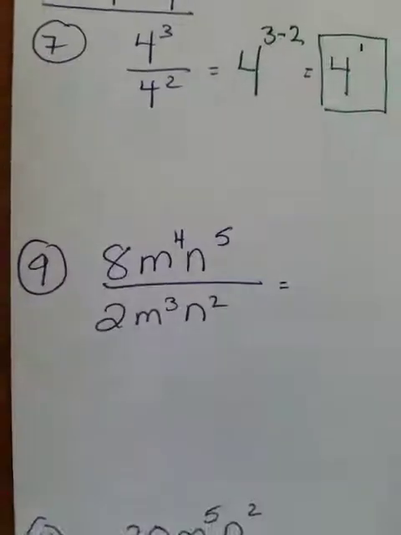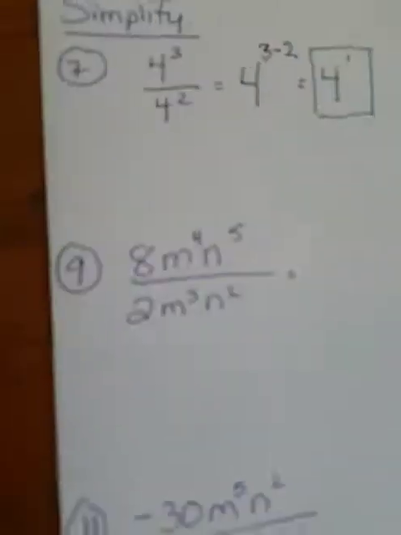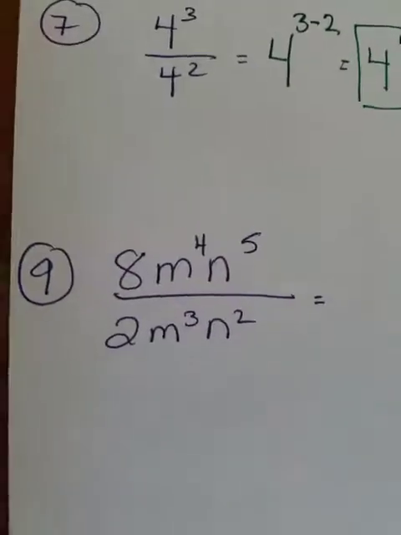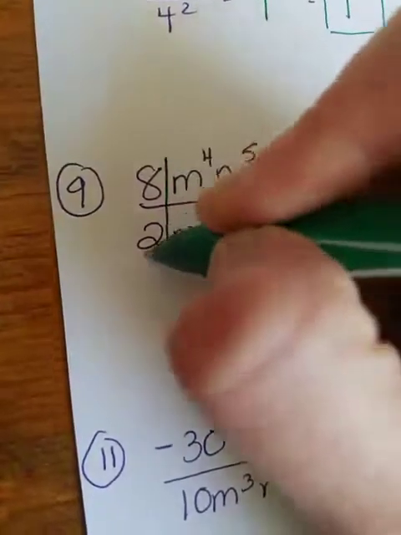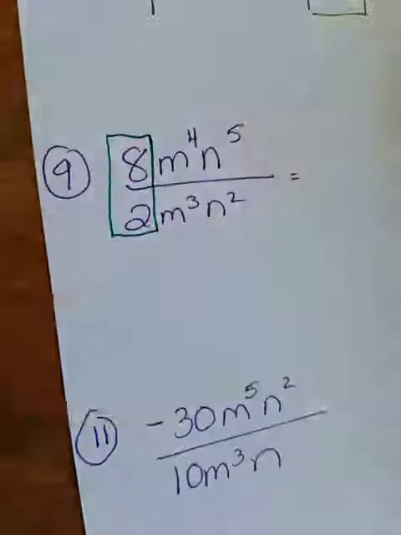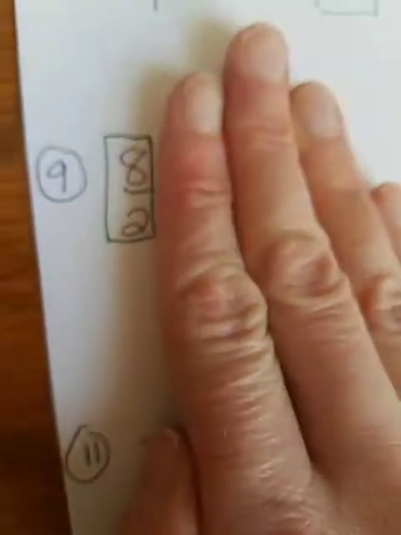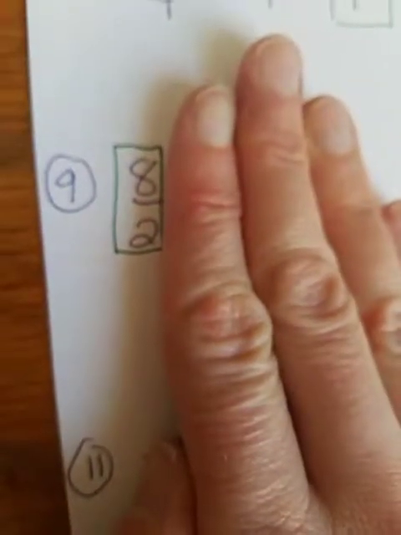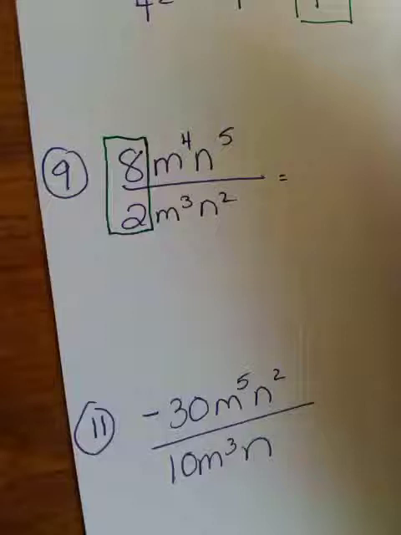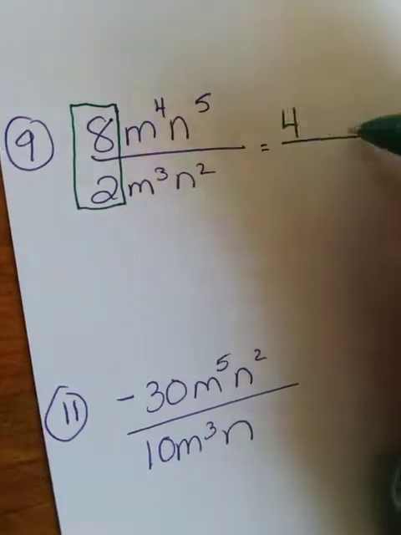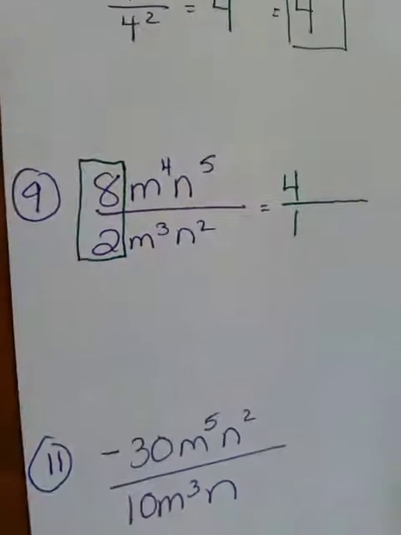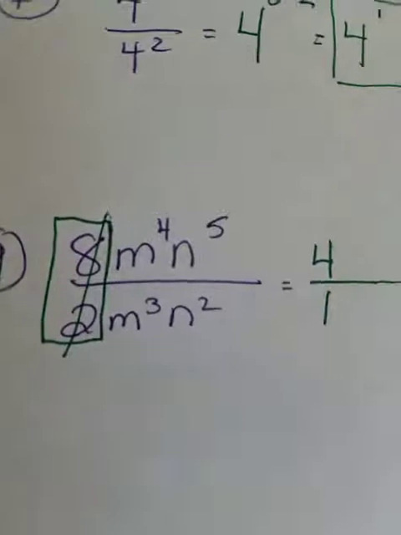Number 9. So now we're kind of upping it and changing it a little bit. So what I suggest people do when they have something like this is to group together the numbers. And just forget about everything else. If I just asked you what's 8 divided by 2, you're going to tell me that's 4. Okay, so I'm going to put a 4, technically 4 over 1. If you want to put the 1 down there for now, that's fine. So that's done. You've taken care of the 8 divided by 2. Now let's group together the m's.